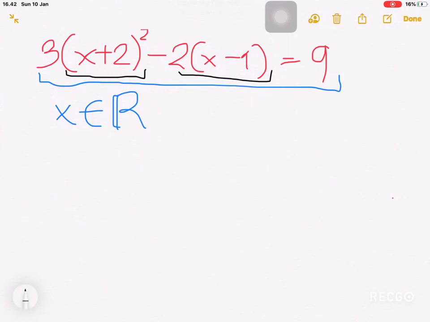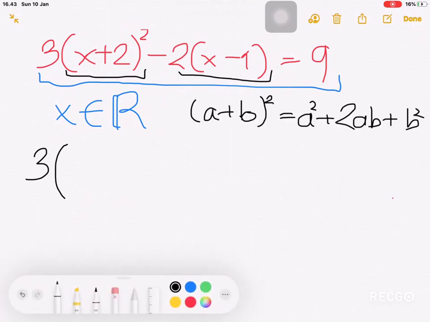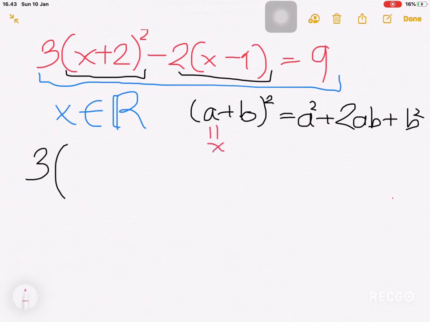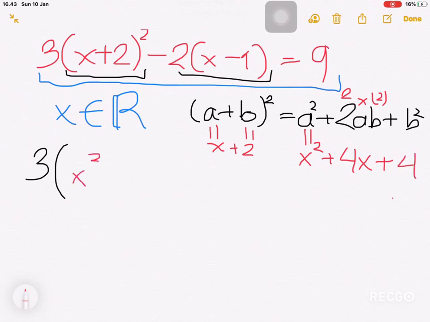So first of all, I'm going to keep the 3 here, and then I'm going to expand this. Okay, so we need to mark in this case our a is the x, our b is the positive 2. Now we're going to write the formula here. So in a squared we have x squared right here, and then we have 2 times a, the a is the x, so we have 2 times x times b, which is 2, and this can be simplified as 4x, and then b squared, which is 2 squared, which is just 4. So I'm going to rewrite this right here.